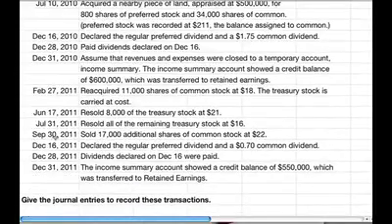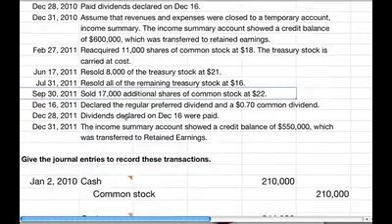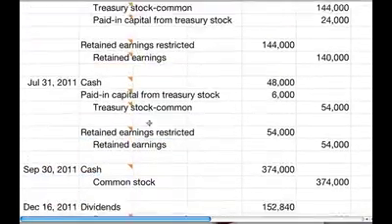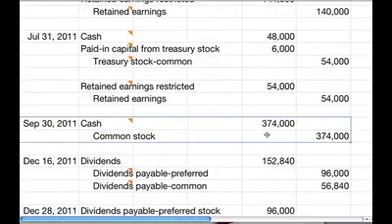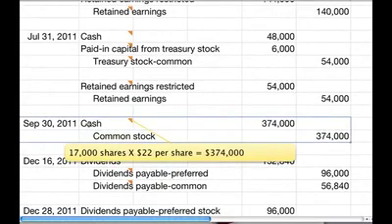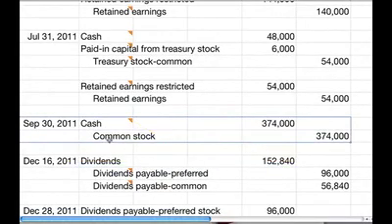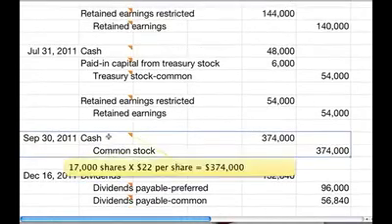So our next transaction happened on September 30th. We sold 17,000 additional shares of common stock at $22. That's just a straightforward stock sale. Debit cash for $374,000 and credit common stock for $374,000.